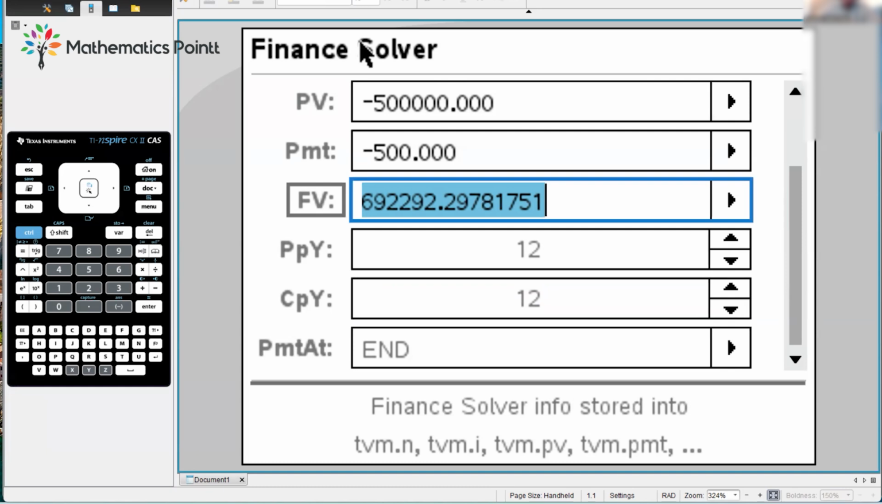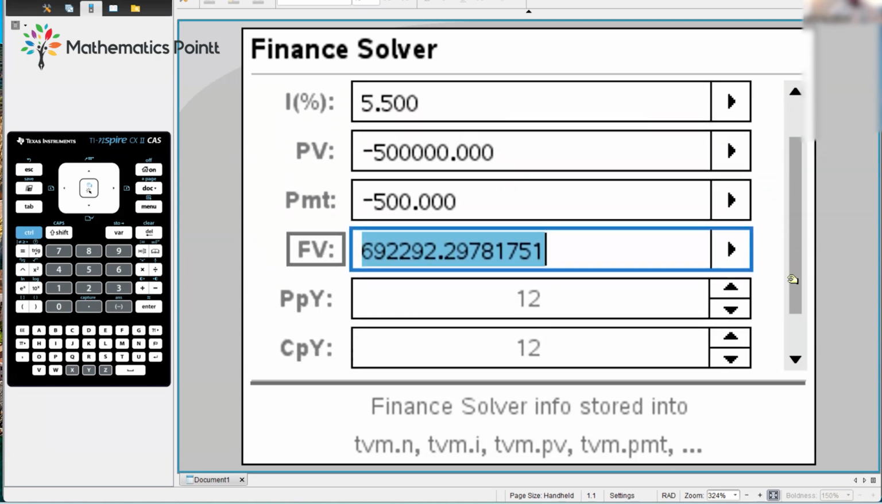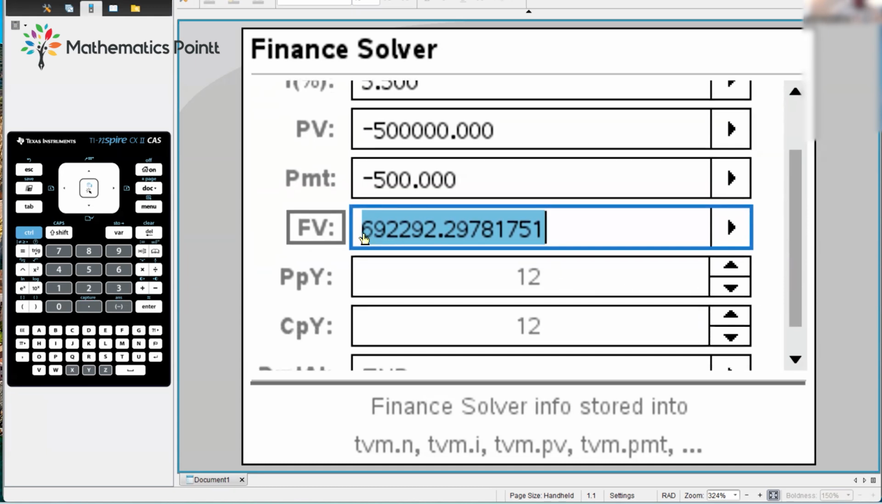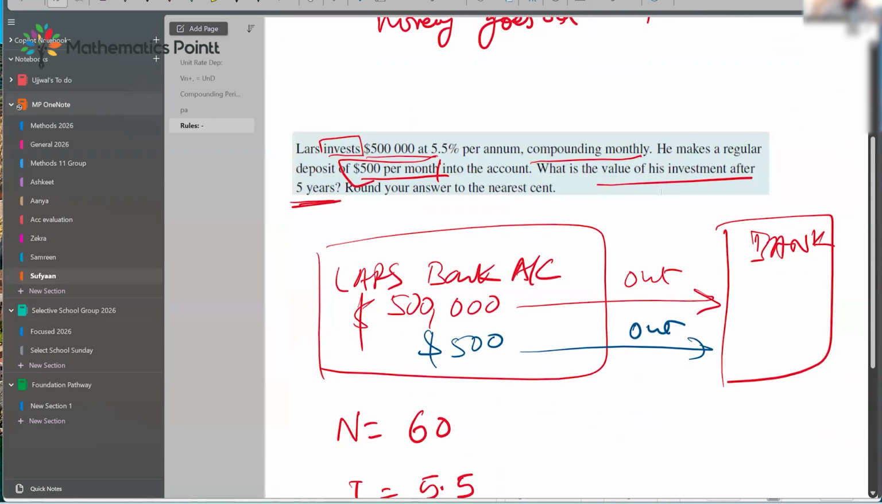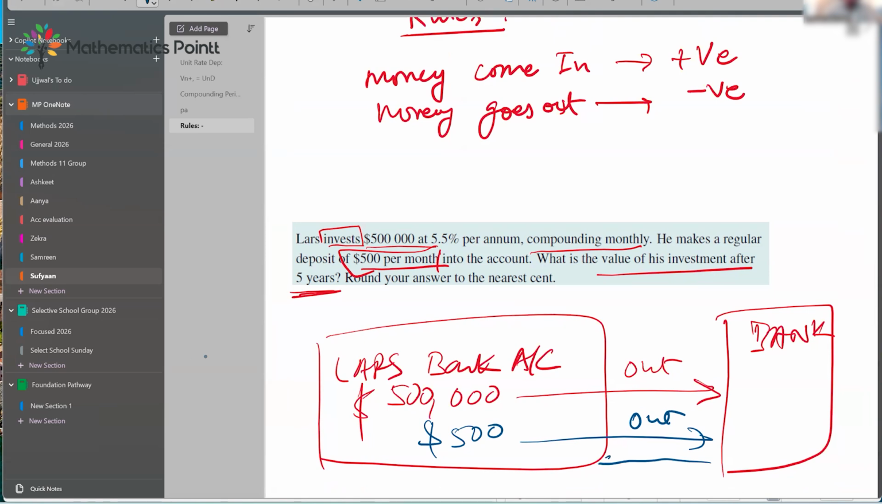And you will get the future value to be 692,292.30, if I have to round it off. So in 5 years' time, his $500,000 will grow to 692,292.30. But how do you tell from the CAS the future value is positive? You don't see a negative sign in it, which tells me that, if you remember, money goes out is negative, coming in is positive. So that means at the end of 5 years, he's going to get 692,292.30 back into his bank account. And that is why it is a positive value.